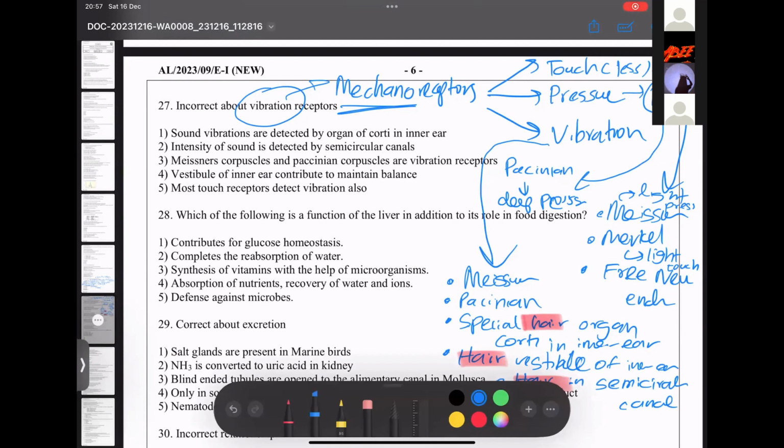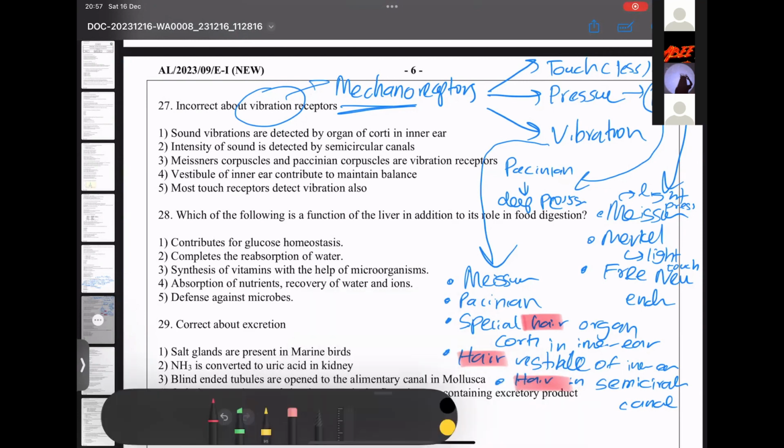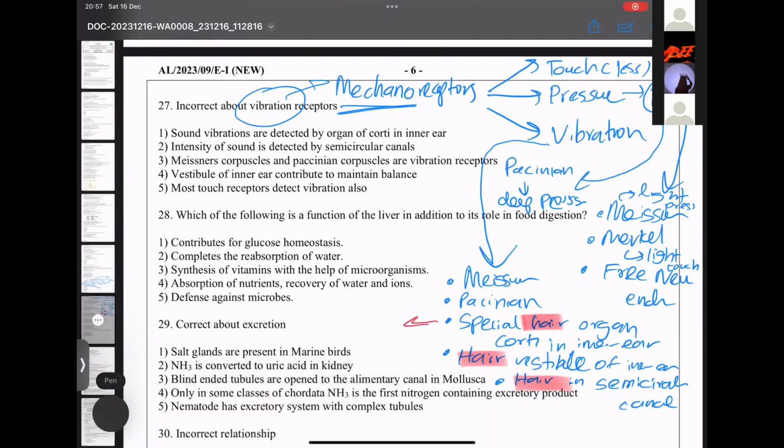Now what is the function? For us to remember the function: the hair cells in the organ of Corti detect sound vibrations. All these are vibrations. The hair cells in the vestibule detect gravity, and the hair cells in the semicircular canal detect motion. So now this is the basic idea of the entire mechanoreceptors.